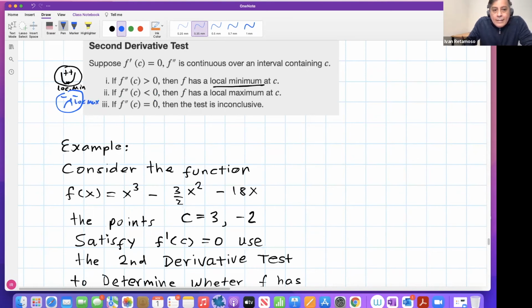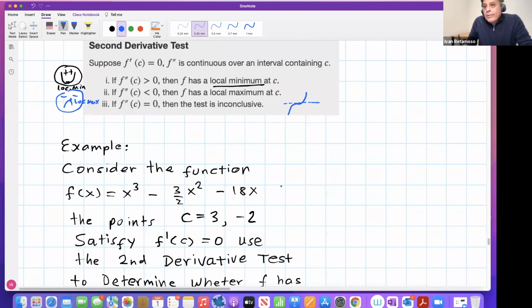Now, if the second derivative is 0, neither positive nor negative, then reserve your judgment, because remember, I told you that it could be that this is the case, so neither increasing nor decreasing. So probably there is a change of concavity there, right? So just reserve your judgment.